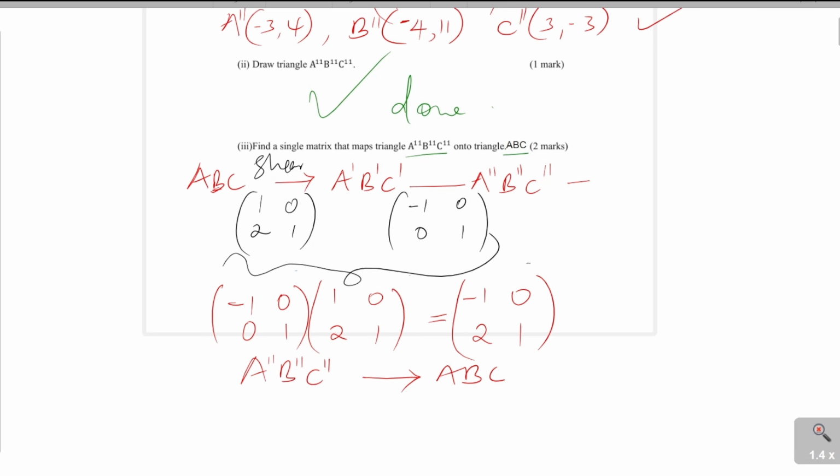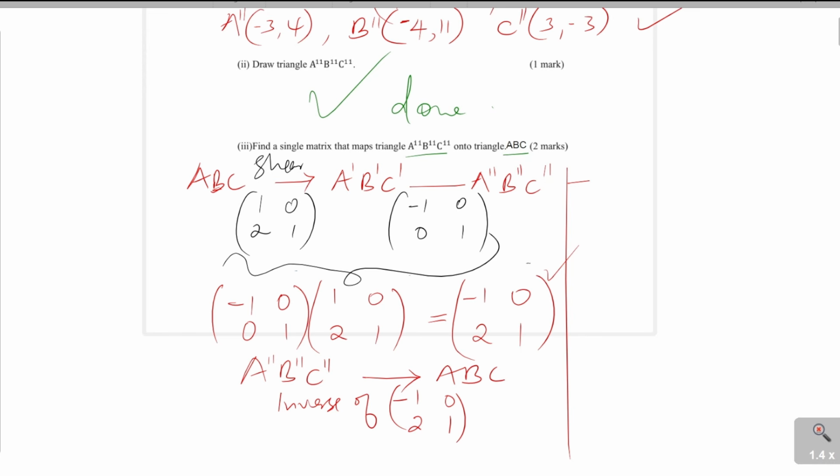So from the image to the object, this will be the inverse of that single matrix that we already obtained, negative 1 2 0 1. It will be the inverse. The matrix that maps ABC to A double prime, B double prime, C double prime is given here. That is what we got. Now the one that will do the opposite, from the image, that is from A double prime, B double prime, C double prime back to ABC, it will be the inverse of that matrix.